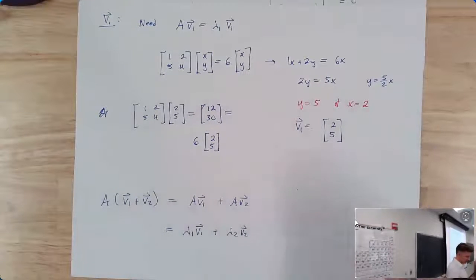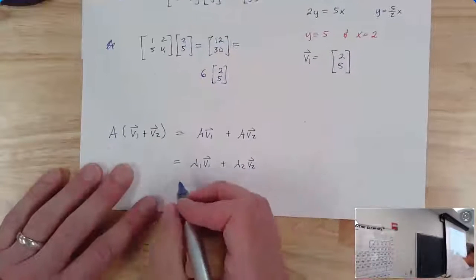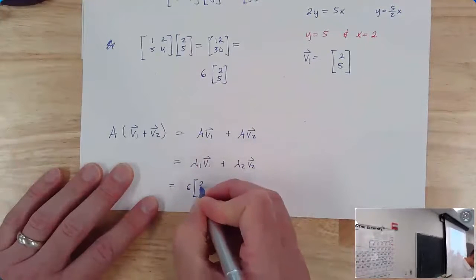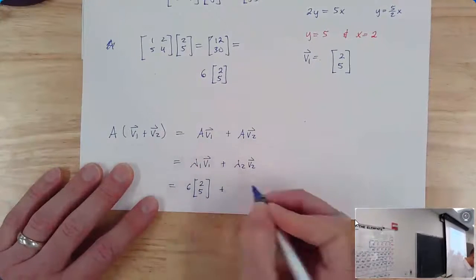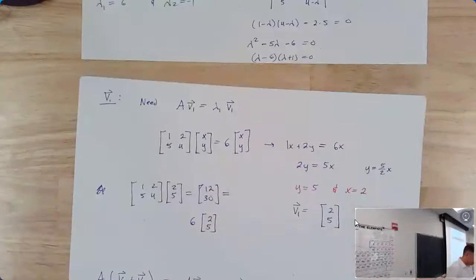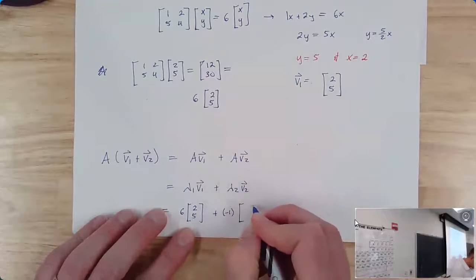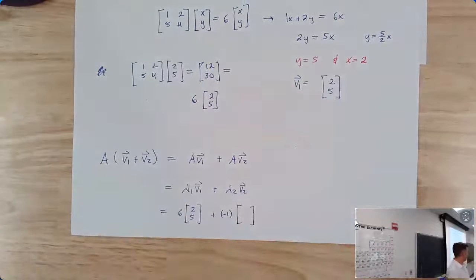So in this particular example I'm doing, I would end up getting lambda 1, which is 6, times the first eigenvector, which is 2, 5, plus lambda 2, which I forgot what lambda 2 was, it's negative 1, times the second eigenvector, which we didn't find yet. So whatever it is, that's what you would put in there. We could find it, it's not too hard to find.